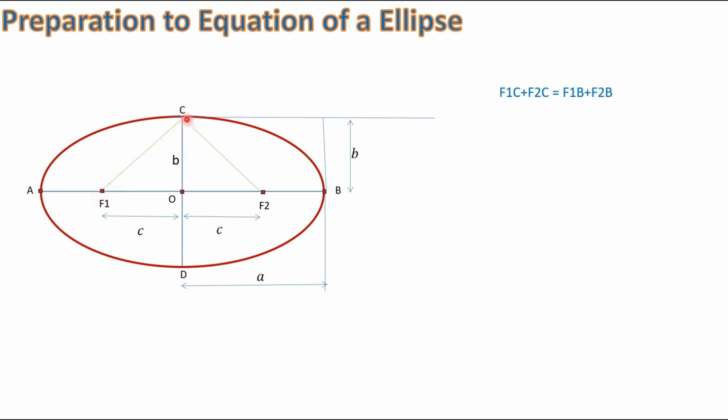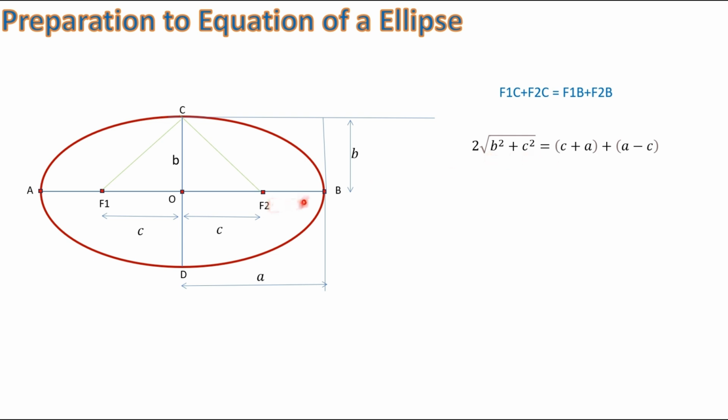Now, how do you find the F1C distance here? You can see it is a right triangle, with this side c and this side b. How do we find the hypotenuse? By using the Pythagoras theorem, the distance F1C is the square root of b squared plus c squared. And this is the same as the distance from C to F2, which is also the square root of b squared plus c squared. So the total distance from F1 to F2 along the path through C is 2 times the square root of b squared plus c squared.